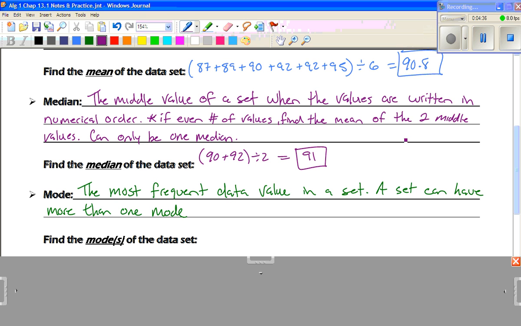Okay, now mode. Mode is the number that you see the most. Okay, it's the most frequent data value in a set. And a set can have more than one mode. Okay, so when we take a look at all of our numbers, which number do you see the most? Don't you see 92 twice? Okay, so if you see 92 twice, that means your mode is 92.